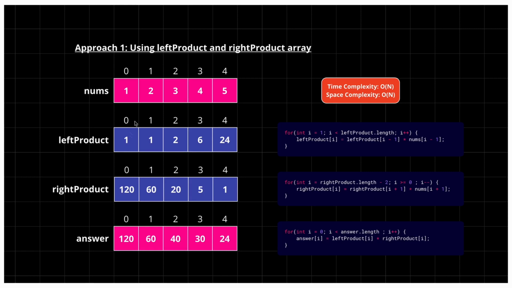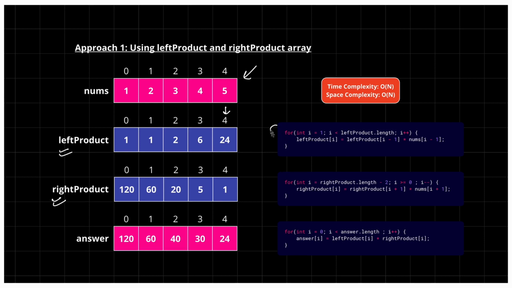We will take a left product array and a right product array, and in these two arrays we will store the product of the left side and the right side. As you can see, at index 4 we are storing the product of this entire part of the array, which is very simple. So we'll create 2 different arrays, left product and right product, of size n, which is the size of the original nums array.